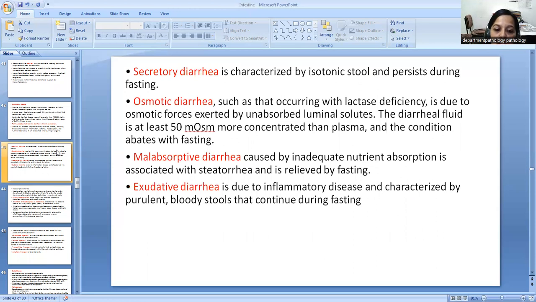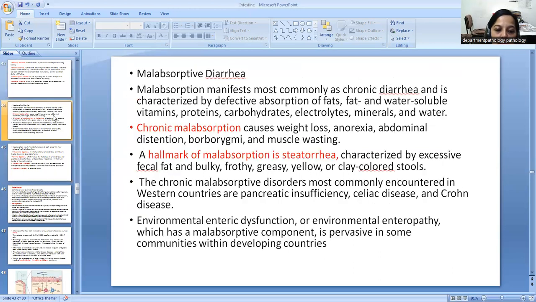The diarrheal fluid is at least 50 milliosmoles more concentrated than plasma, and the condition abates with fasting. Malabsorptive diarrhea is caused by inadequate nutrient absorption, is associated with steatorrhea, and is relieved by fasting. Exudative diarrhea is due to inflammatory disease and is characterized by purulent bloody stools that continue during fasting.